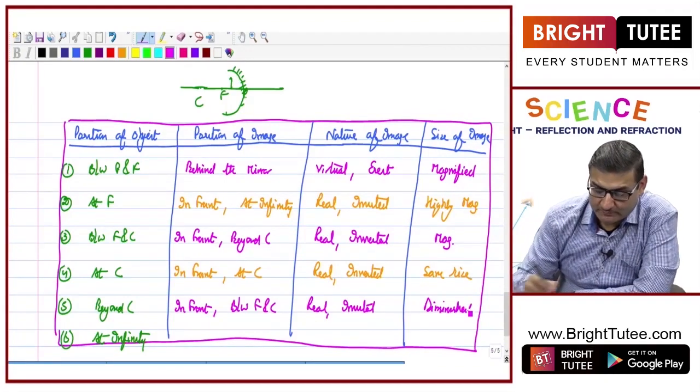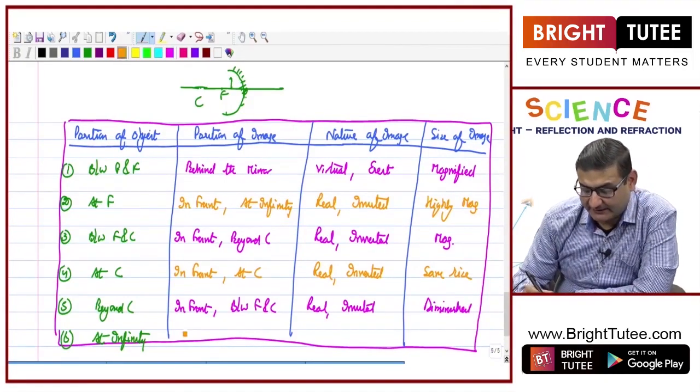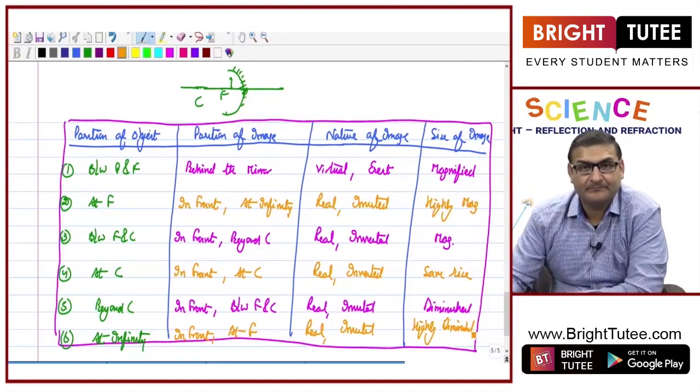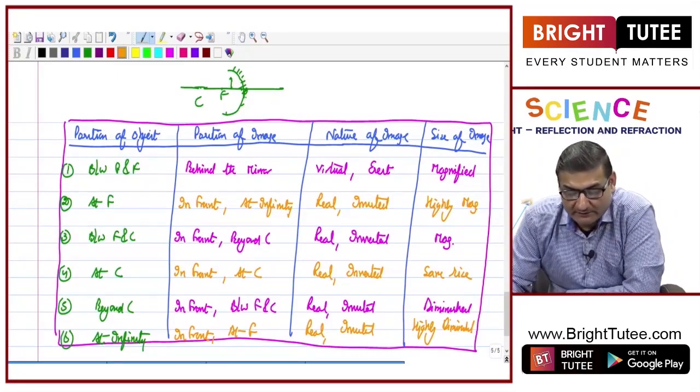When the object was placed at infinity, now also the image formed was in front of the mirror, at the focus. The image was real, inverted, and highly diminished. So I hope you all have understood where exactly, by placing the object, the image is getting formed, what is the nature of the image and what is the size of the image.